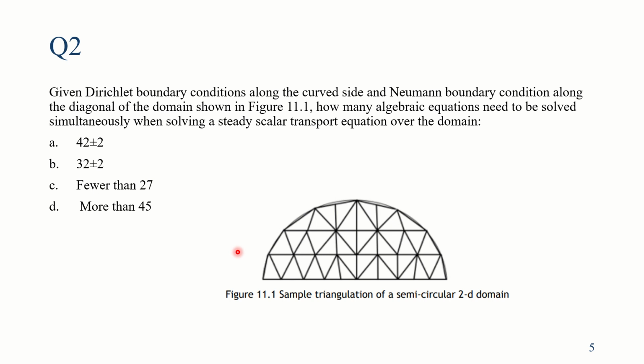So we can say that it is 42 plus or minus 2. We are just giving an upper and lower estimate, and we are saying that we need to be solving that many equations. So the right answer to this particular problem is option A.